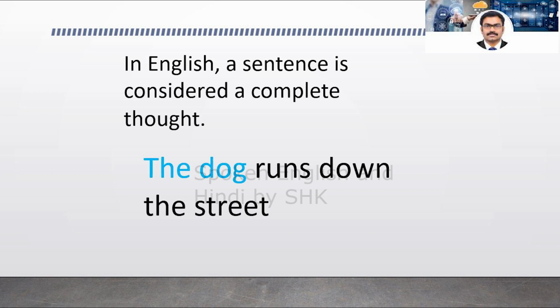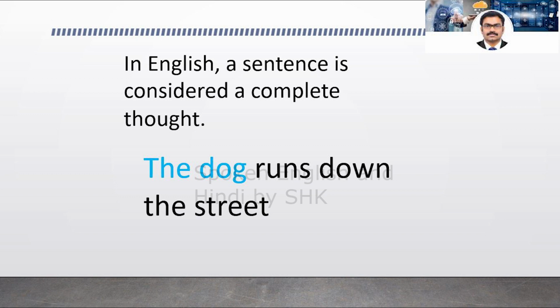And again, this must be in order, right? You can't say "runs down the street, the dog." In English, that is incorrect. In other languages, that may be the structure, but in English the structure goes subject first, followed by the predicate.